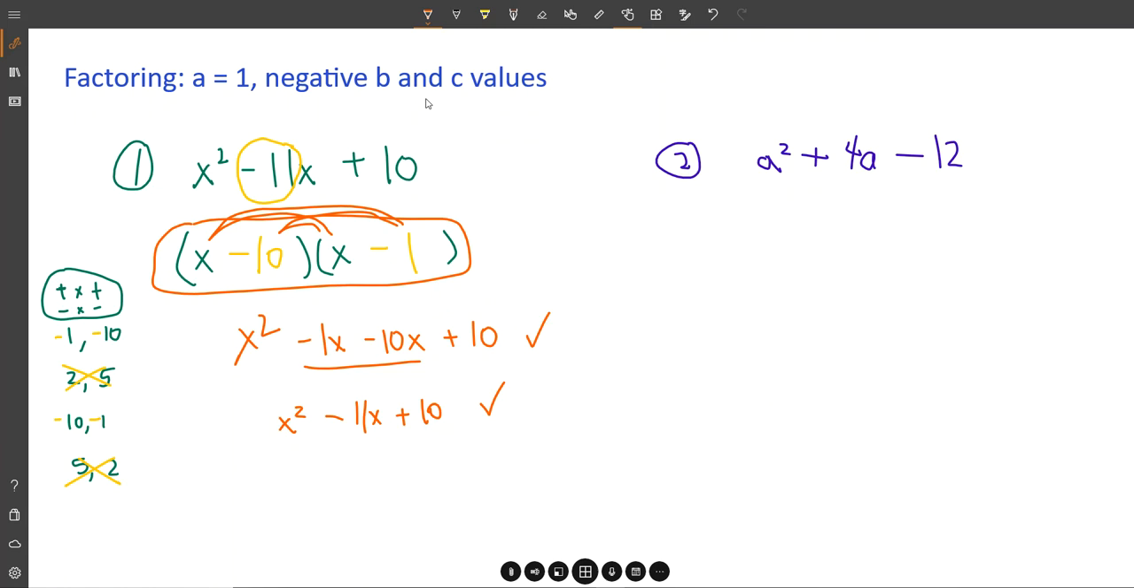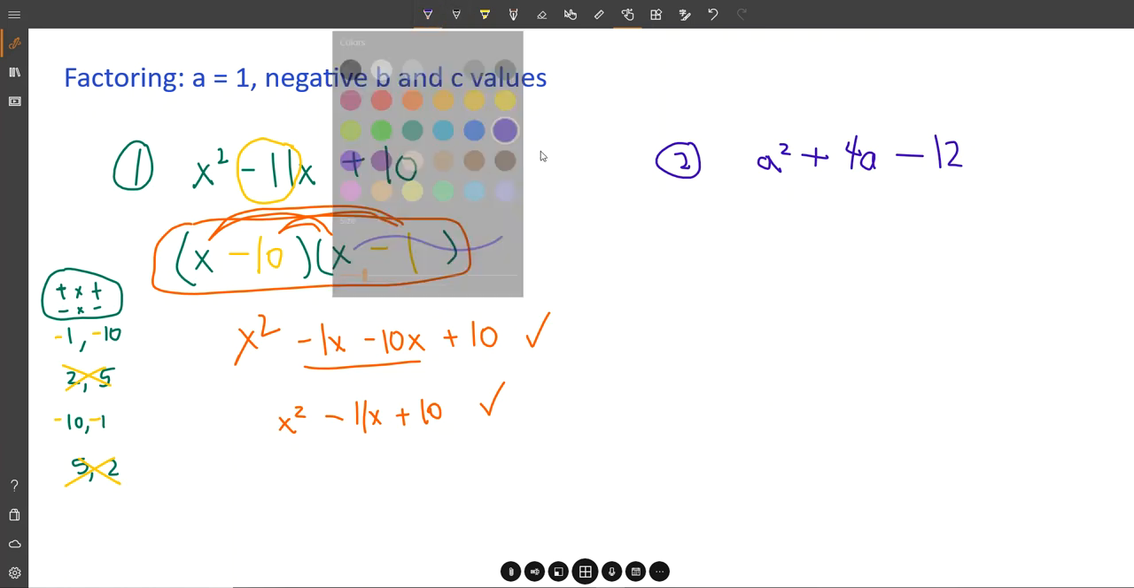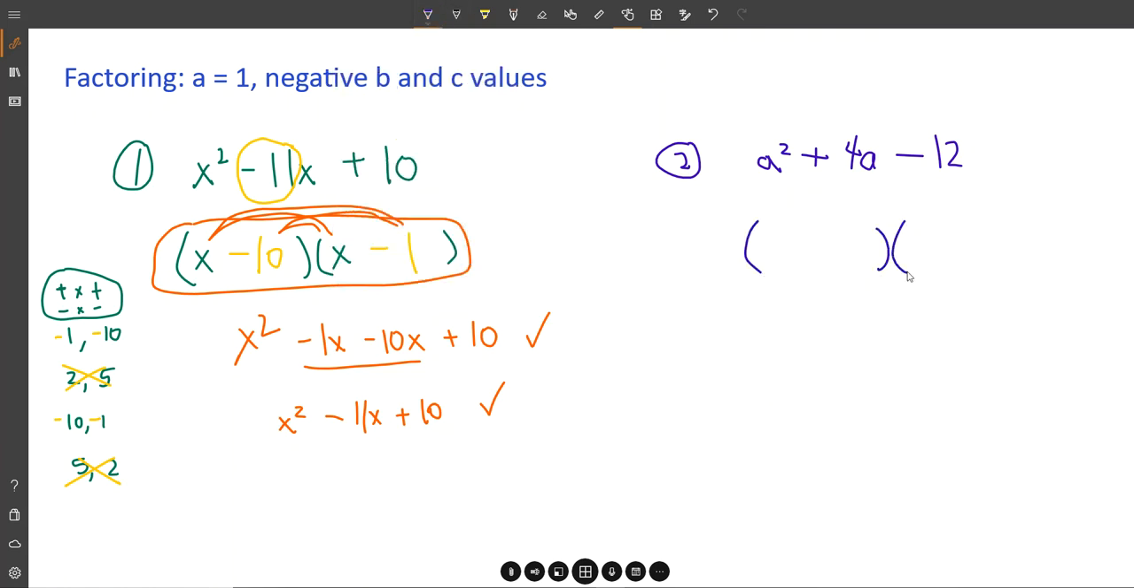Alright, let's do number 2. This one's going to be a little different because this time I have a negative c value. Let's see how that changes things. Okay, I'm still setting up my parentheses. That's the best way to start these, with a equals 1. I'm going to put my a's in, because a times a equals a squared.